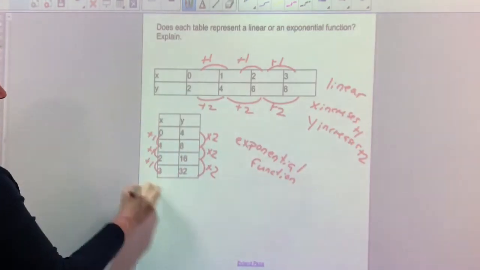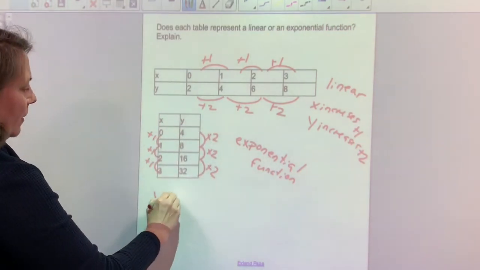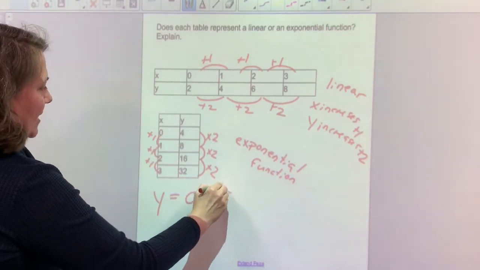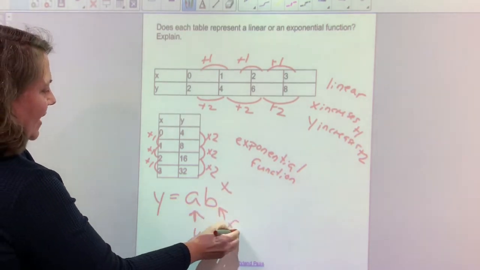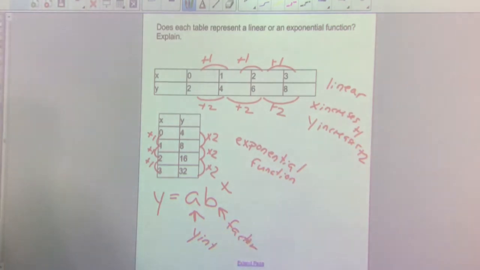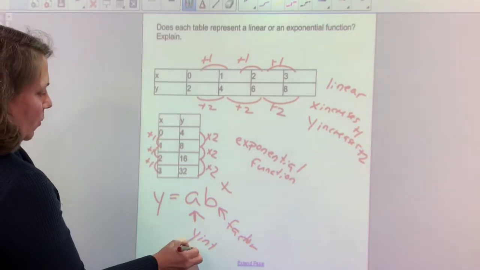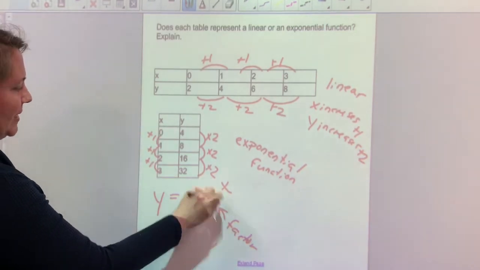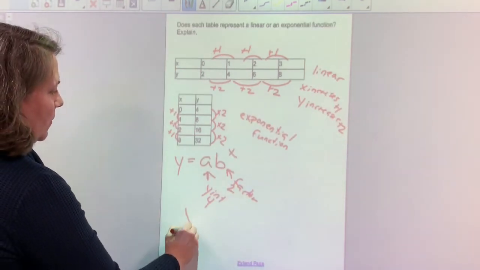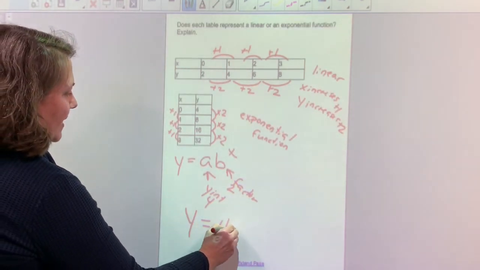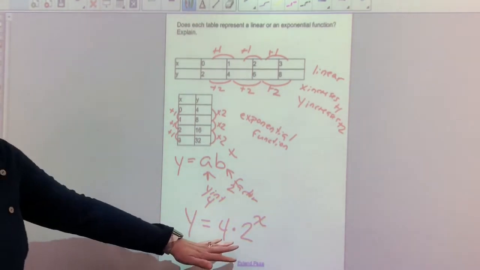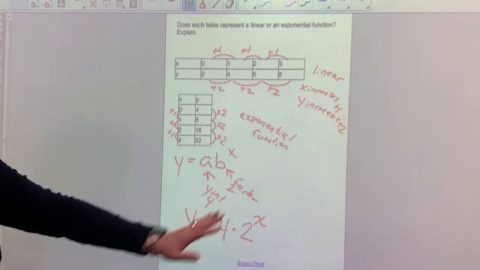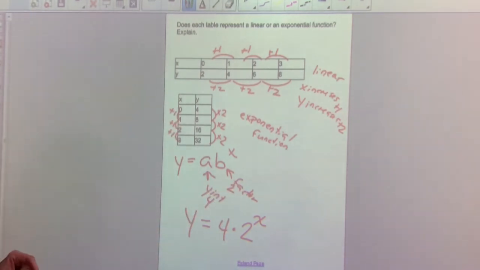If we were to write this exponential function as an equation, remember it's y equals a b to the x power. A is your y-intercept. B is your factor. What is your y-intercept? Your y-intercept is your y value when x is 0. Your y-intercept is 4. B, the factor that it's increasing by, is 2. So this equation would be y equals 4 times 2 to the x power. You cannot simplify those. You have to leave it like that. It is not 8 to the x power. It's y equals 4 times 2 to the x power.